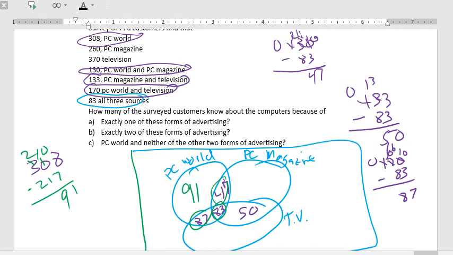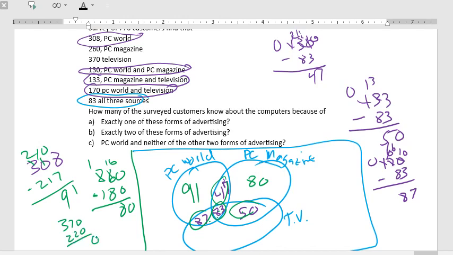Then for the magazine, we have 260, but we need to subtract these three numbers. So let's add 47 plus 83 plus 50. That gives me 180. So we get 80. And the last one is the television. We have 370, but we need to subtract 87, 83, and 50. 87 plus 83 plus 50 is 220. If we subtract, we get 150.